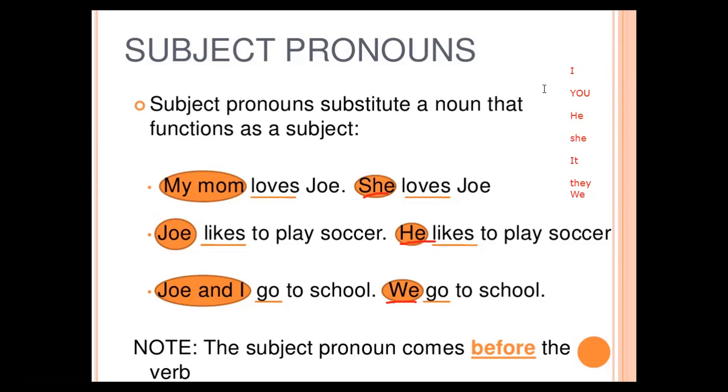Okay, this is very easy, miss. And all of them, they come before the verb. So my mom loves Joe, she loves Joe. Joe likes to play soccer, he likes to play soccer. Joe and I go to school, we go to school because we are a group. Okay, this is for the subject.